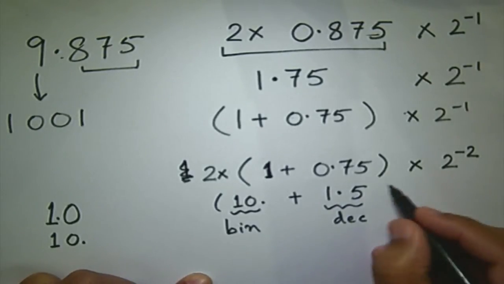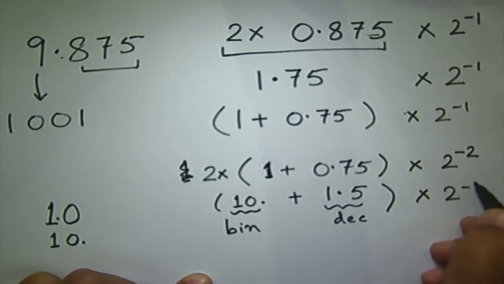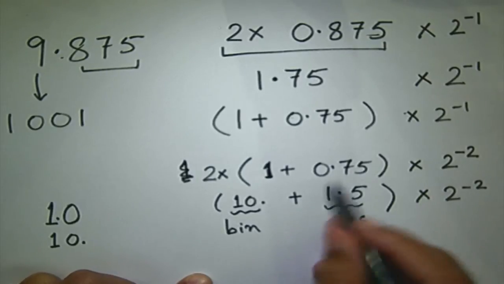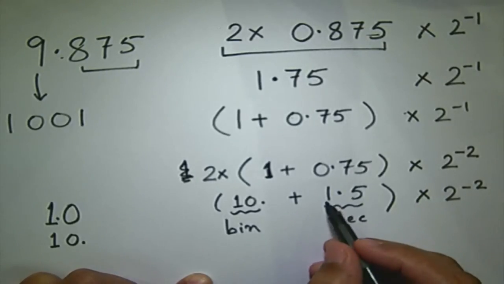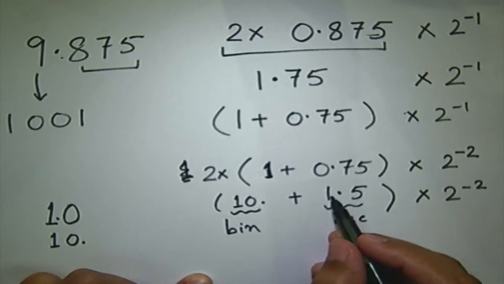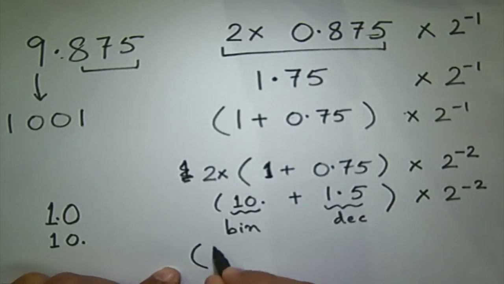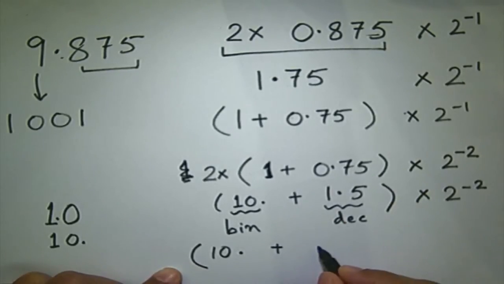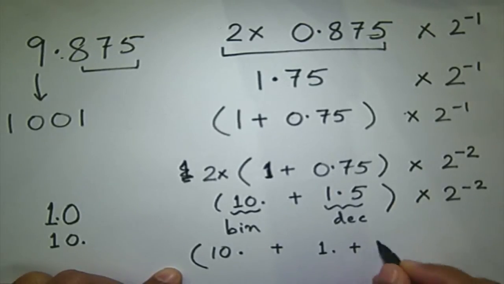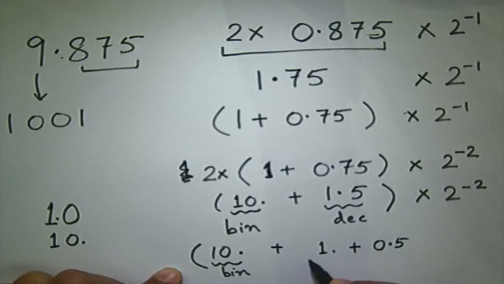Okay, and this is 2 raised to minus 2. Now once again from this 1.5, I can figure out what the integer part is, and I can express it in binary. So this is 10 point in binary, plus this one will be just 1 point in binary, plus 0.5 in decimal. I'm sort of mixing binary and decimal, so you can see how the binary representation is gradually built.